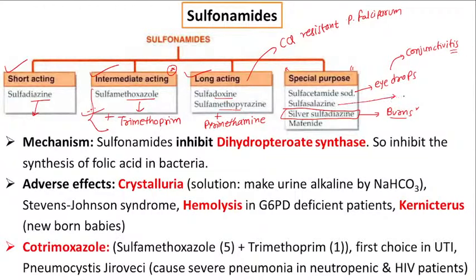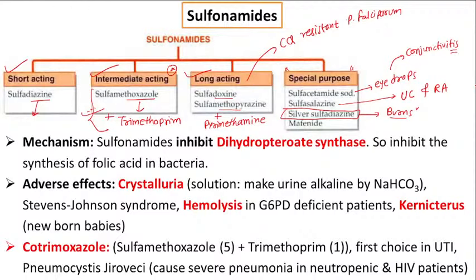Sulfasalazine also has one specific indication. It is used in the treatment of ulcerative colitis and rheumatoid arthritis. It has an anti-inflammatory property, and we can use it in the treatment of ulcerative colitis. It's a type of IBD, inflammatory bowel disease, right?